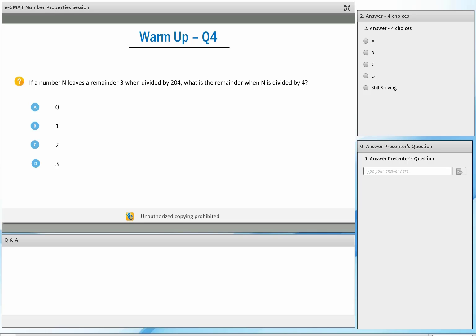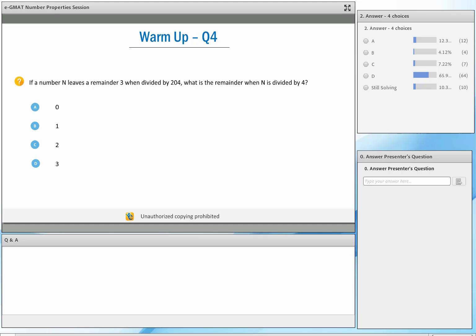All right, I'm going to end the poll now. Now, how did you solve this question? The correct answer here is choice D. Tell me how did you go about solving this question? Did you just do the division and get the remainder?